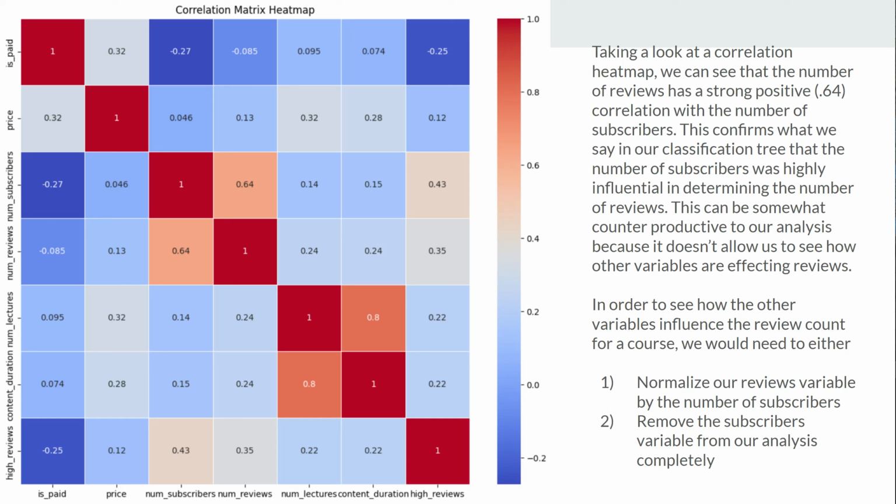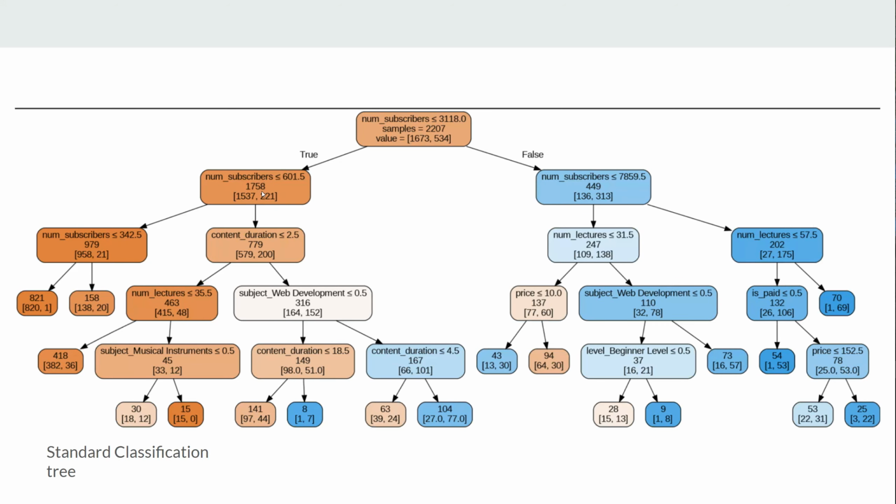And this is a correlation heat map. Since we noticed that the number of subscribers is highly influential in determining the number of reviews, we want to take a look at the correlation heat map to see if our suspicions were true, and we can see that the number of subscribers and the number of reviews are highly positively correlated. So this isn't necessarily a bad thing, but if we wanted to profile what makes a class receive a lot of reviews, a lot of the aspects of that get overshadowed if we're just looking at number of subscribers, for example.